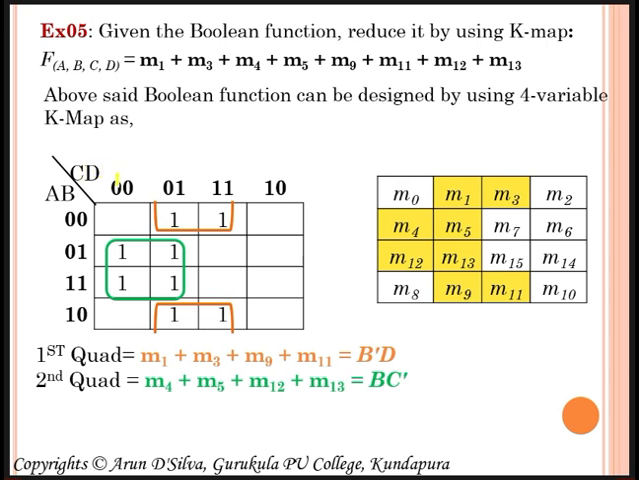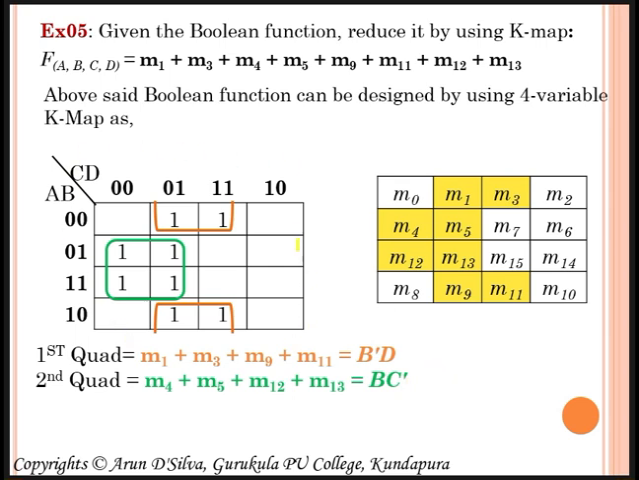In the first column CD value equal to 0 0, in the second column CD value is 0 1. If you see here, C value remains the same, 0, and D value changes, 0 and 1 is there. So we have to consider C only. Value is 0, therefore it becomes C dash. So altogether it becomes BC dash.